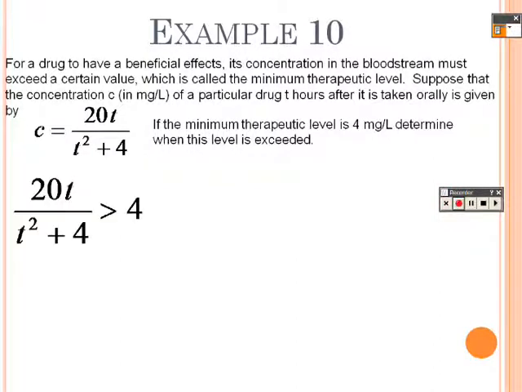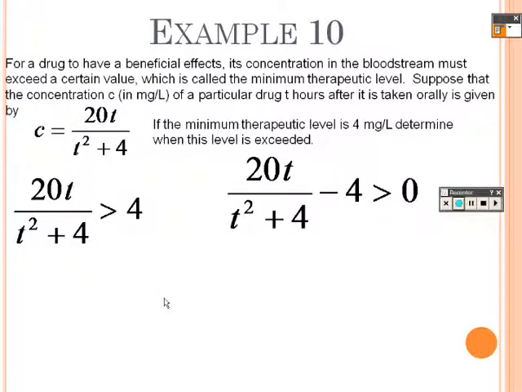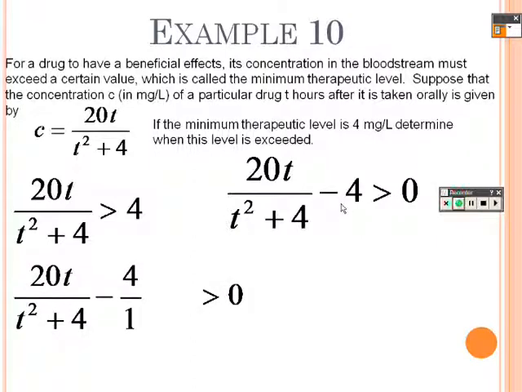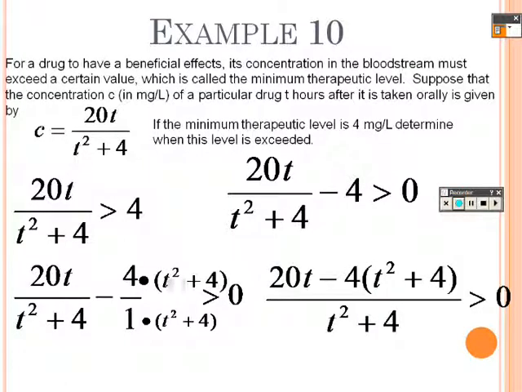So I know the minimum level is 4. That means it has to be greater than 4. So I know that it can be anything on the bottom. Anything on the bottom will work because there's nothing that will make that 0, because it's always going to be positive. So I move that over and I find a common denominator. So that means I multiply both the top and the bottom by t squared plus 4. So I distribute that through.